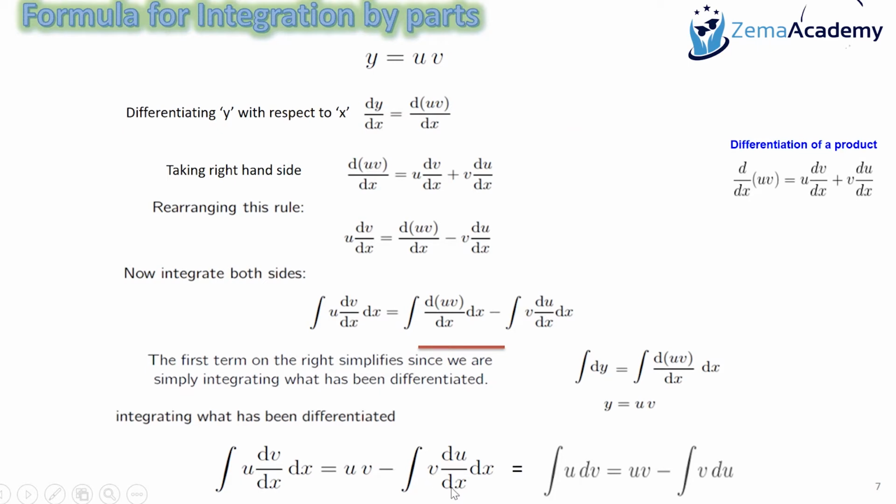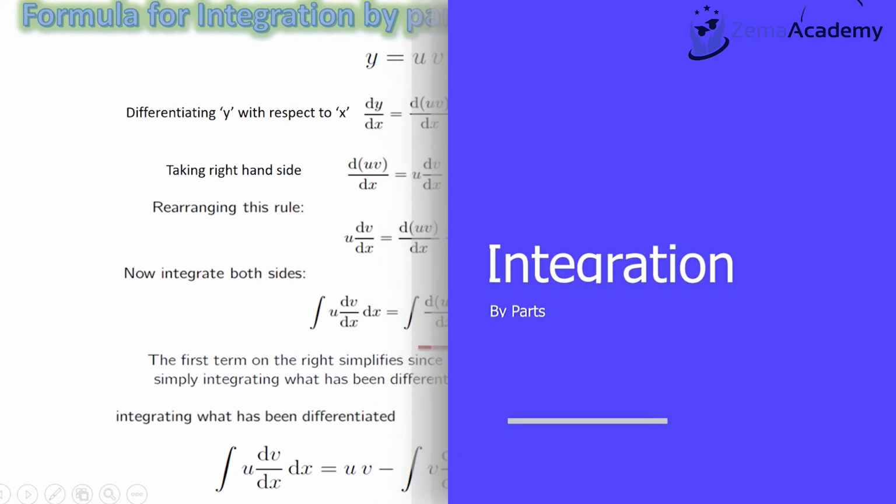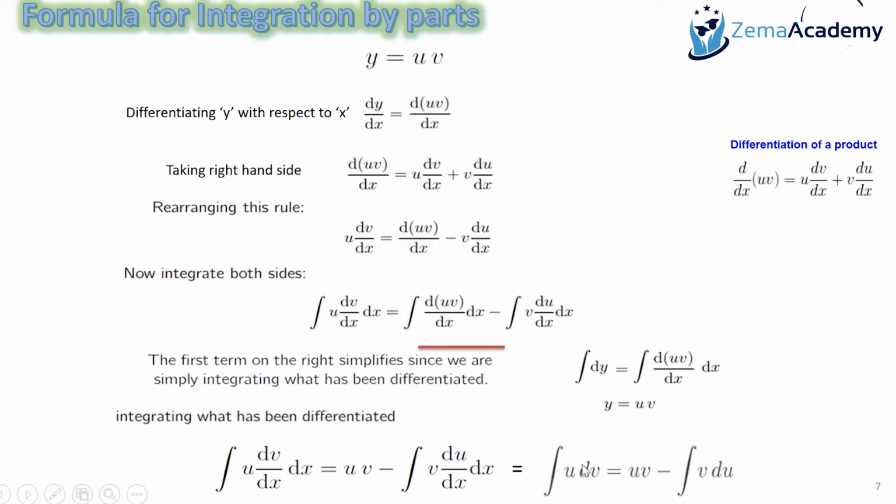This v du by dx times dx, so this dx will cancel with dx, and what is left over here is v du, and that's what you can see over here. So this whole term will become integral u dv is equal to uv minus integral v du. So I hope this is clear. Any questions on this?